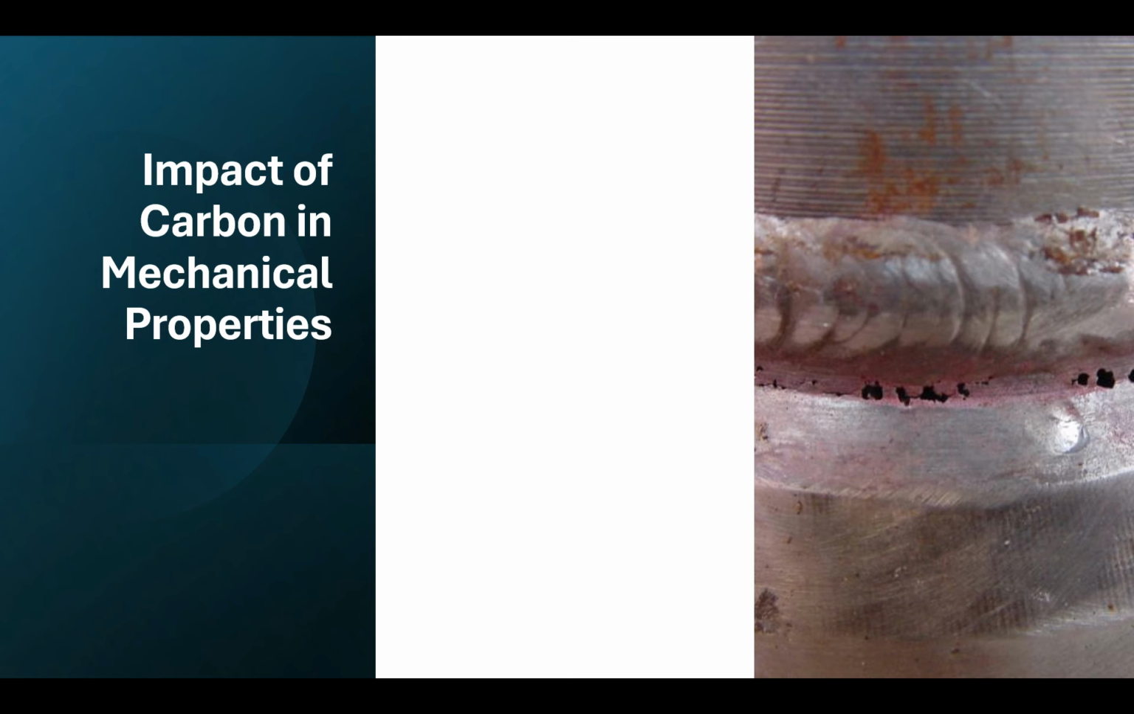Now, what is the impact of carbon on the mechanical properties and the properties of stainless steel? See, this picture shows a weld performed in stainless steel, and you can see intergranular corrosion, and that is in the heat affected zone. Adjacent to the weld is the heat affected zone, and see the corrosion that has happened. So this intergranular corrosion is caused greatly by the effect of carbon. I will show the benefit of carbon first.